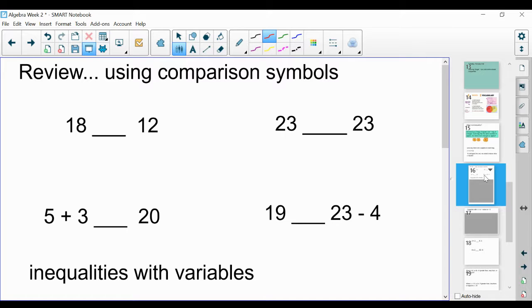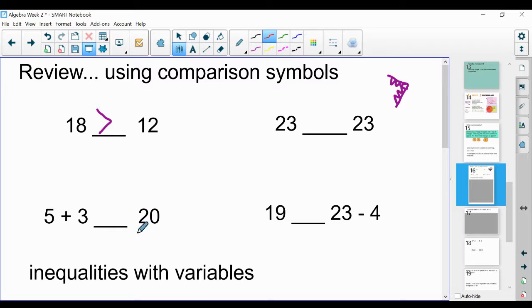So if you remember this from the beginning of the year, and we've used this even for fractions, your alligator is really hungry. Sometimes it even helps to draw teeth in there to remember it's going to eat the bigger number. So when I compare these two numbers, 18 and 12, I know my alligator is going to eat 18.